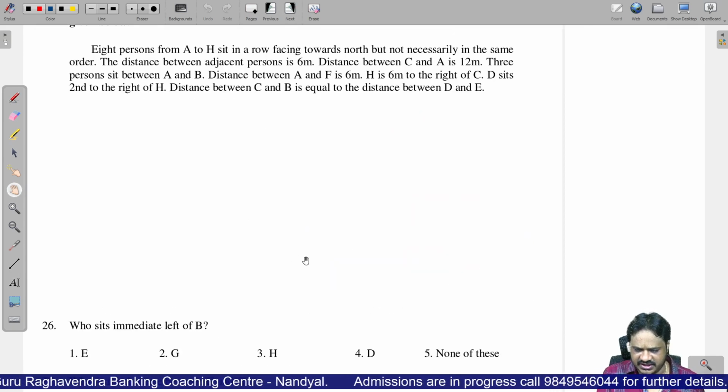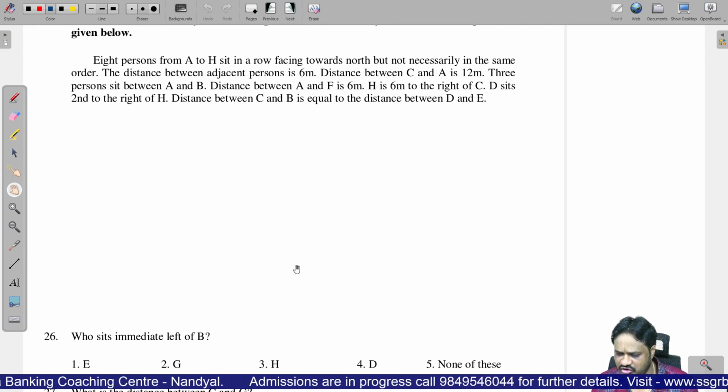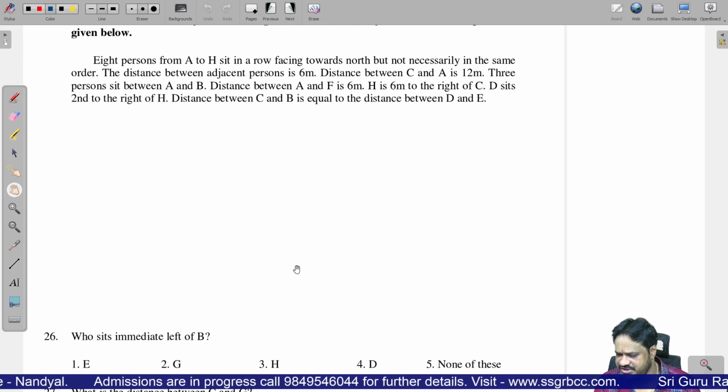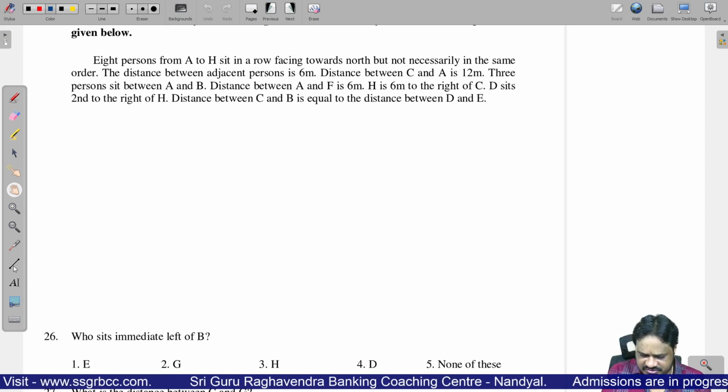Questions 26 to 30. There are 8 persons A to H sitting in a row facing towards north, not necessarily in the same order. Distance between any two adjacent persons is 6 meters. Distance between C and A is 12 meters. 3 persons are there between A and B. Distance between A and F is 6 meters. Then H is 6 meters to the right of C. D is second to the right of H. Distance between C and B is equal to distance between D and E.